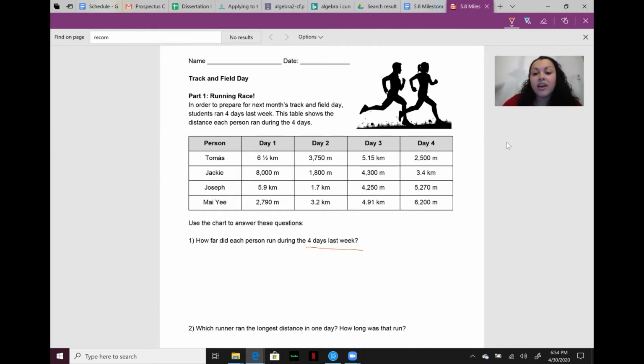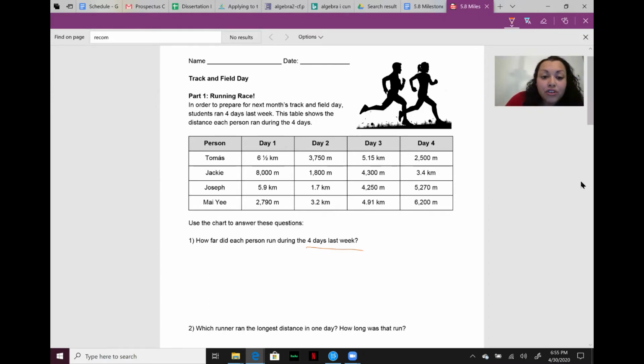In order to add them, they have to be the same unit because it just won't make sense. It's like saying if you had 1 centimeter and 1 meter, you can't say that you have 2 meters. They're very different units. So we have to convert them. If we look at our chart, we see that the units are either in kilometers or in meters. So it should be a relatively easy conversion, and you can convert it to either kilometers or meters.